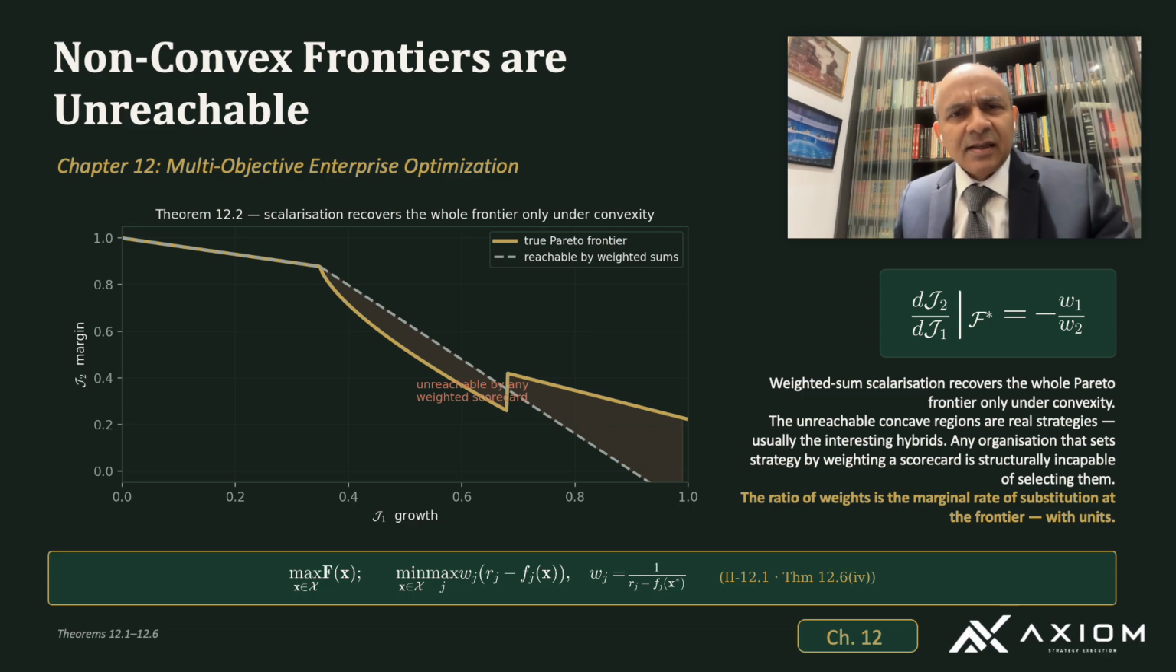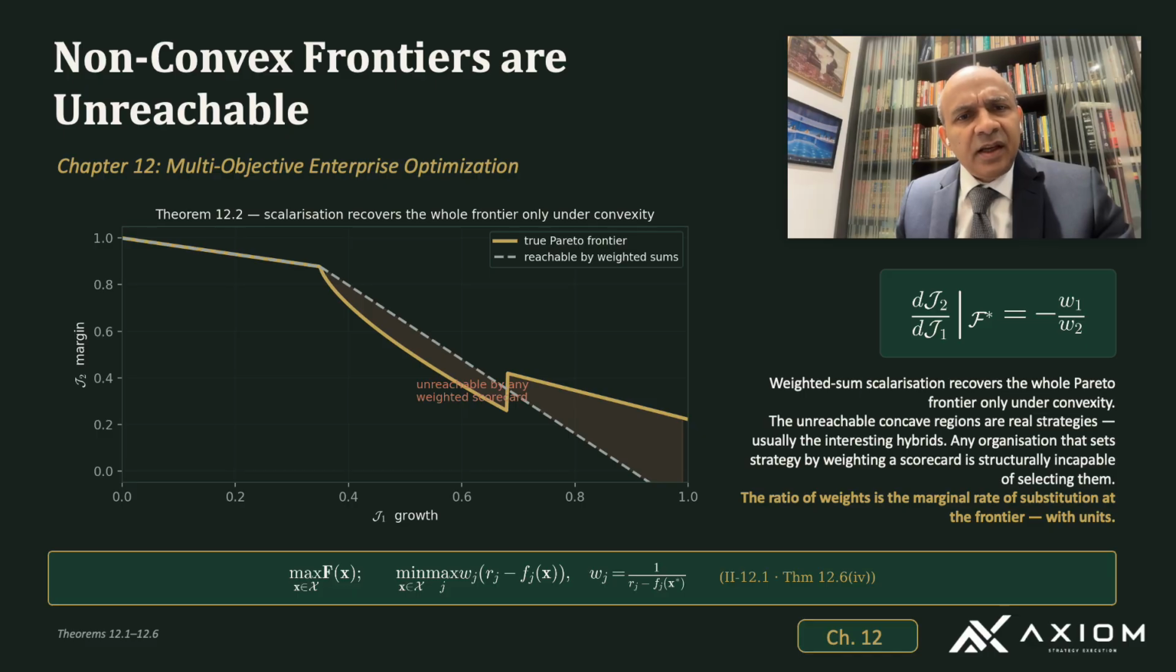Theorem 12.2, scalarization equivalence, and its scope and condition do matter. Weighted sum scalarization recovers the whole Pareto frontier only under convexity. The epsilon constraint method can recover the entire Pareto frontier by optimizing one objective while imposing minimum acceptable levels on the others. And this equivalence does not require convexity.